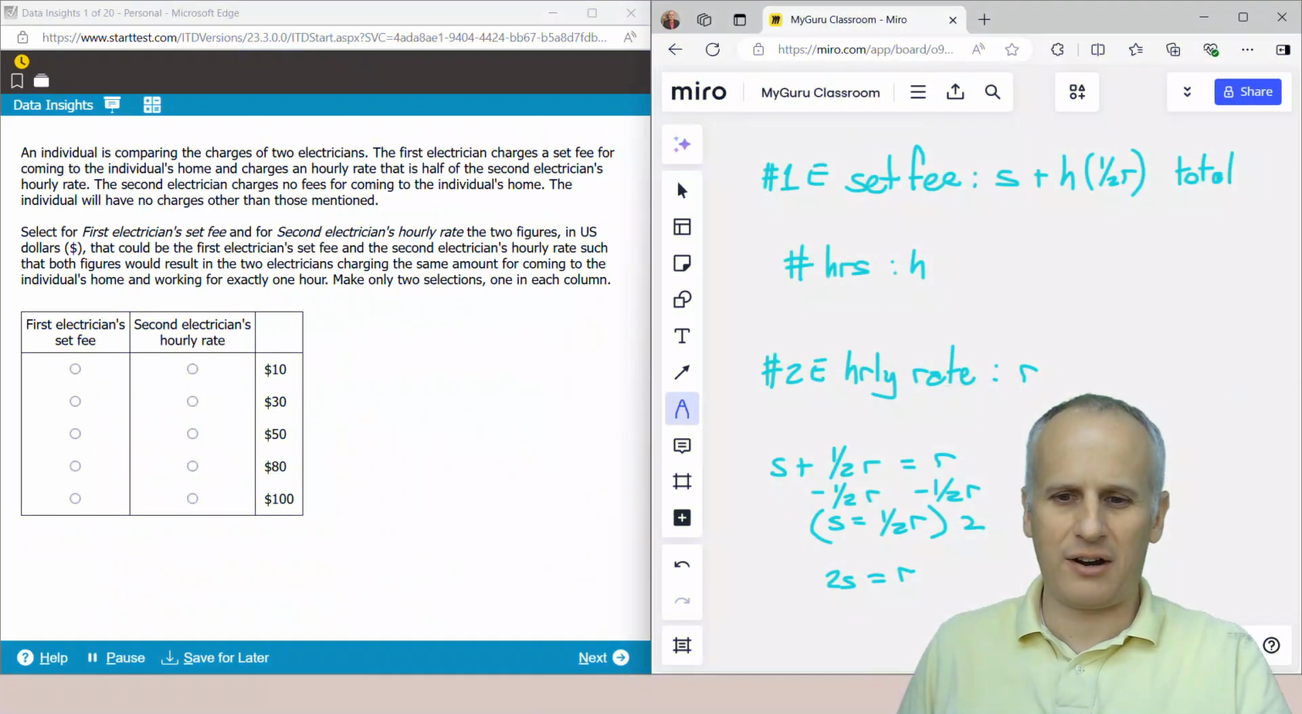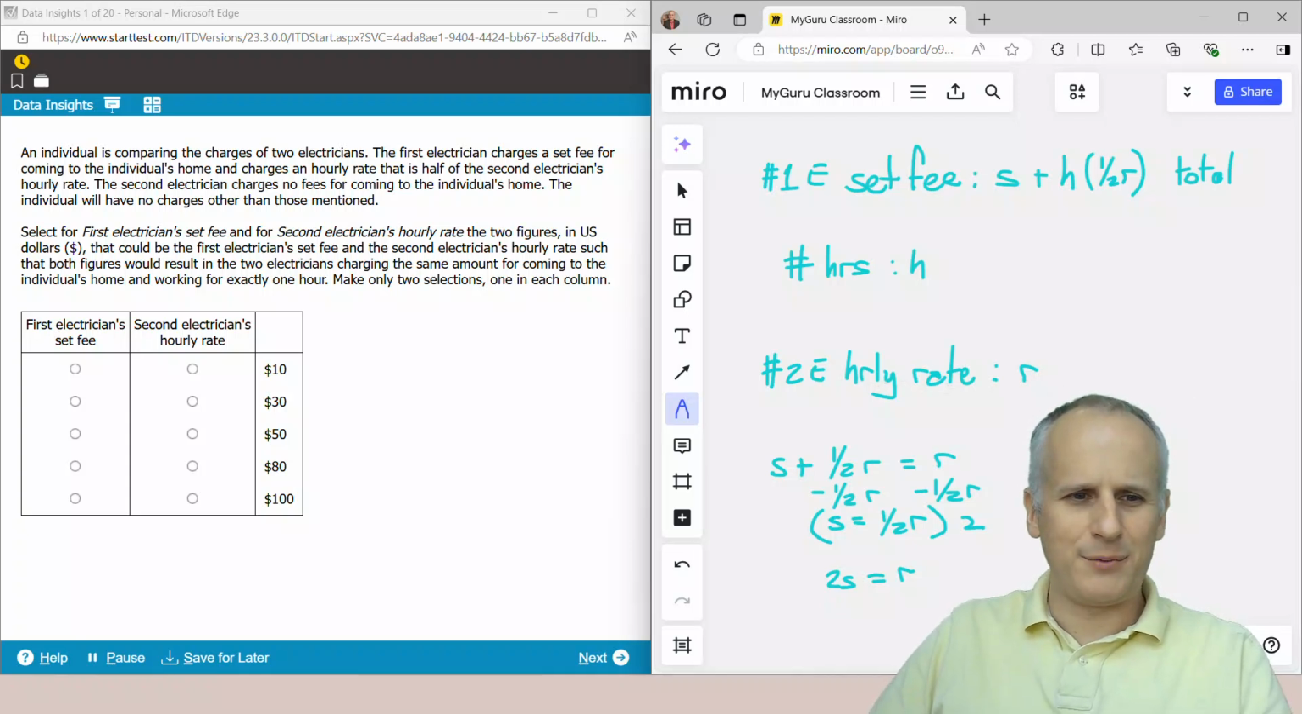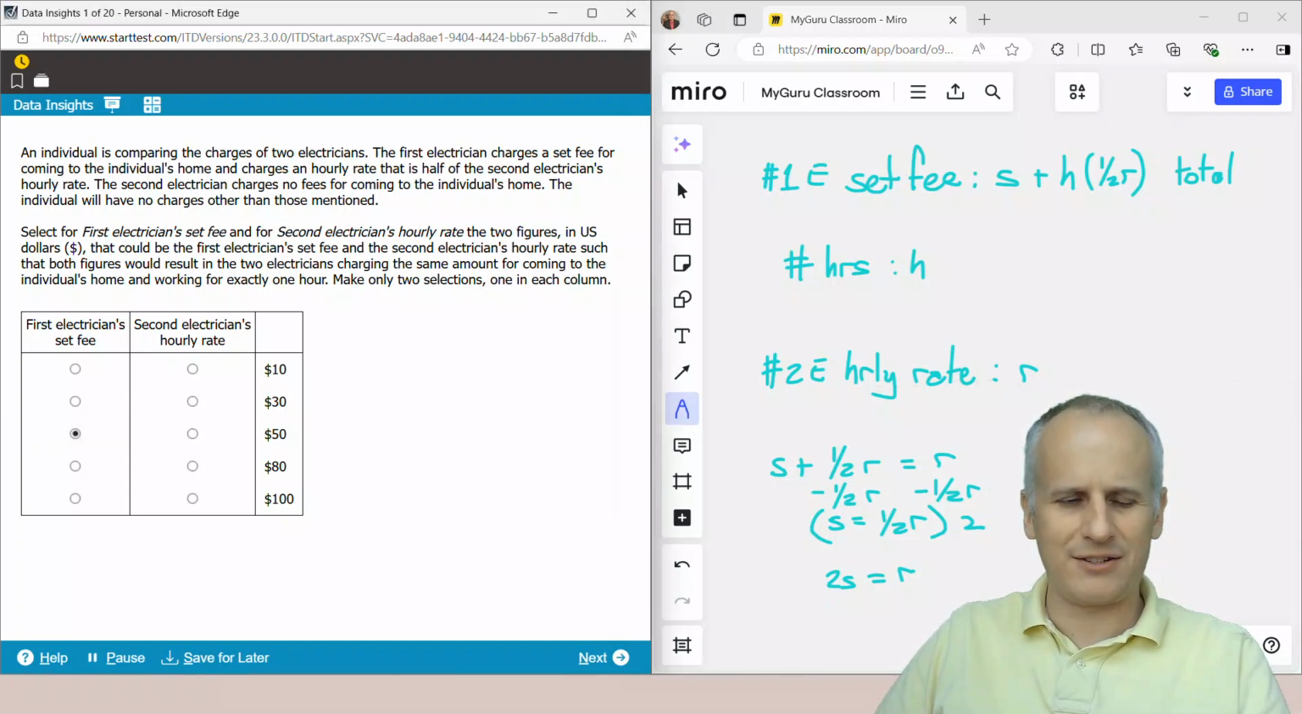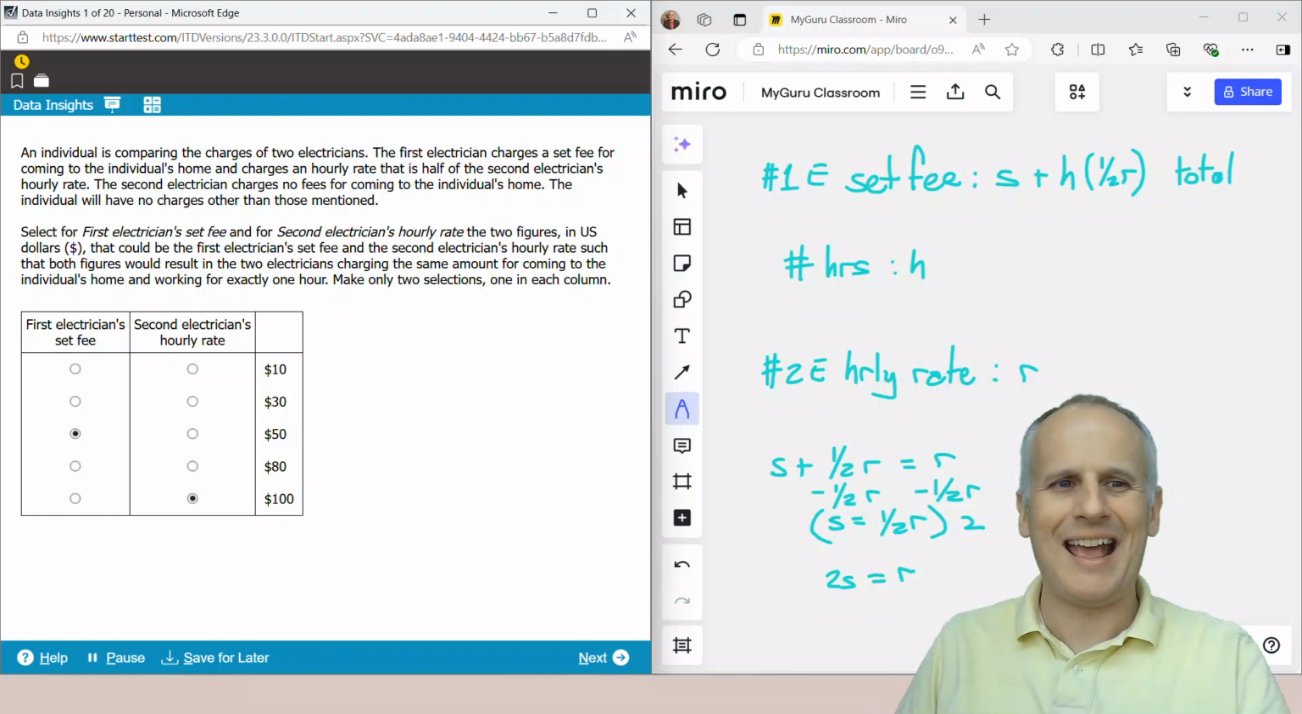We've just got to find an R where it's double whatever S is. So if S was 10, the second electrician's hourly rate would be 20. So 10 and 20 aren't here. That's not going to work. Then if it were 30 for the set fee, then the hourly rate would have to be 60. That's not present. If we have the first electrician's set fee is $50, however, well, then we've got the double now for the hourly rate of 100. And now we've determined the correct answer for this problem.